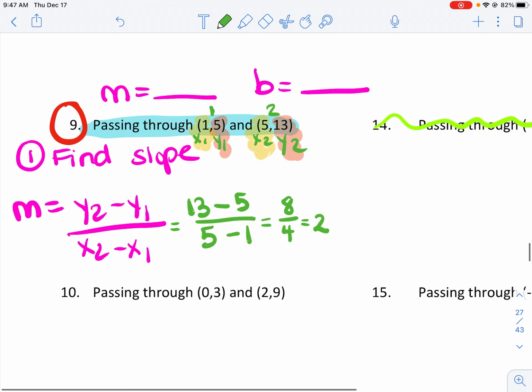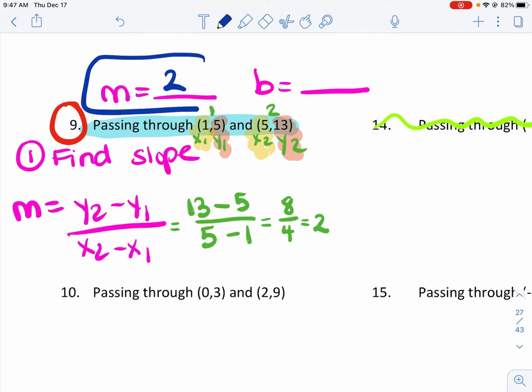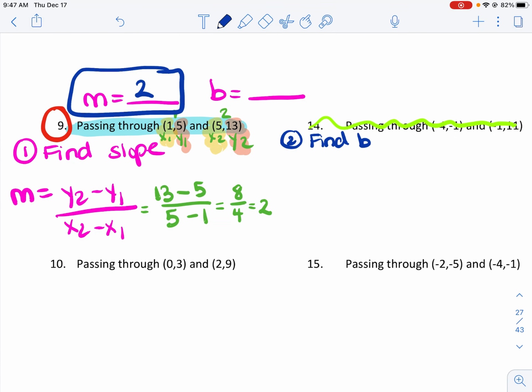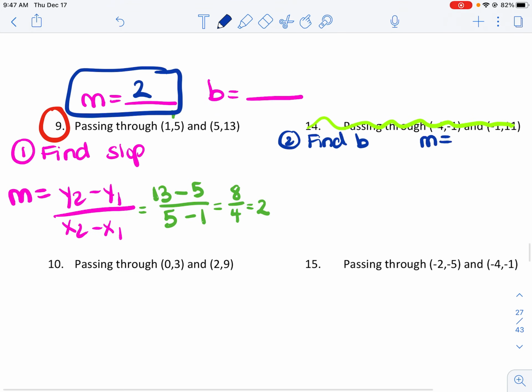So that's our first thing, and I would take a second and just write a note to yourself. M equals 2. We're definitely going to need that. Now our second is we're going to find the b, which we just reviewed how to do. So you can imagine this is a little bit of a more difficult skill because we have more steps, right? So let me just go back to the original question. We know that m is, find slope. We know that m is now 2.